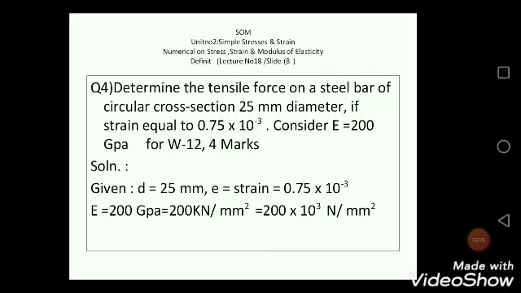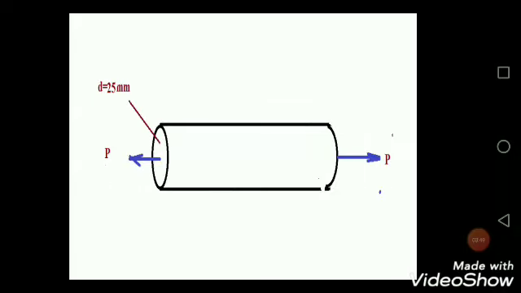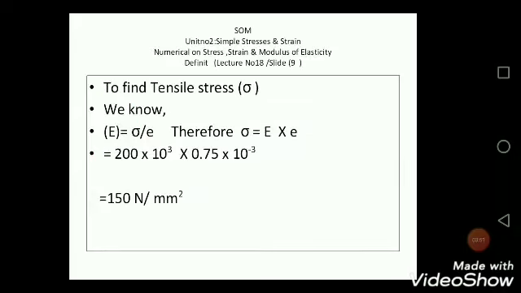The strain e is given, diameter D is given, modulus of elasticity E is given. We have to find P. To find P, we have to first find stress and then multiply it by area. Let's see. This is the drawing. To find tensile stress, first we have to find stress.